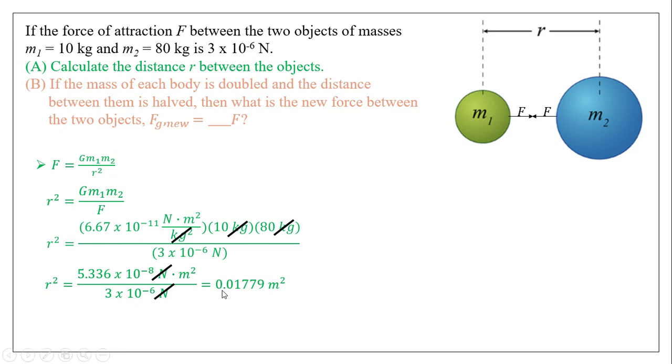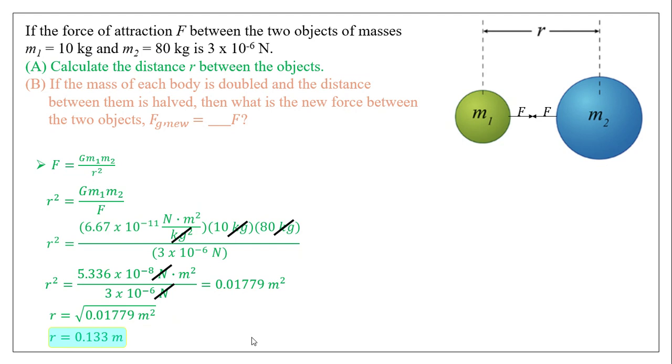So our final answer here is 0.01779 meters squared. However, this is r squared, so we still need to square root the whole left and right side. Square rooting r squared gives us r, and square rooting 0.01779 gives us an answer of 0.133 meters. So that is our answer. It says the distance, so that is it. No need for direction or anything like that.